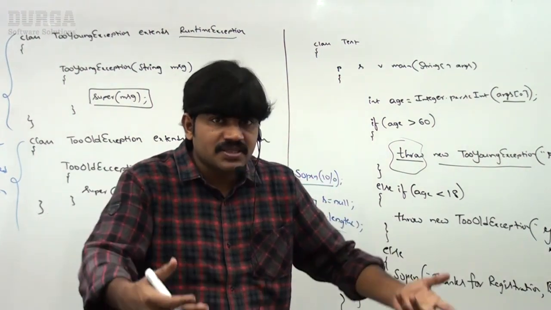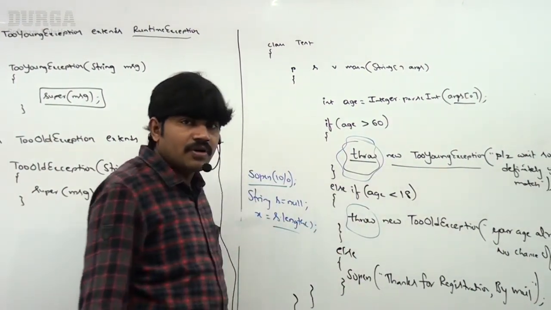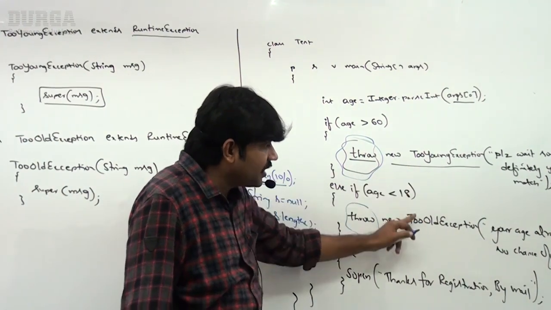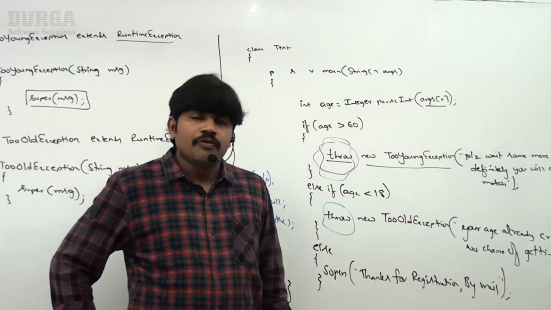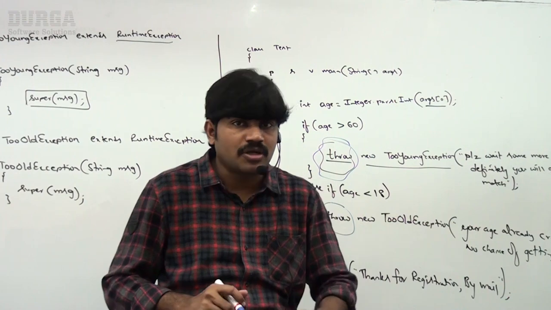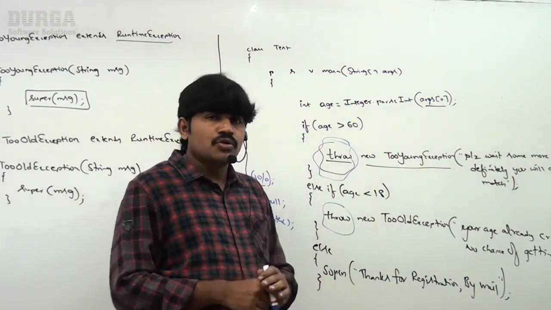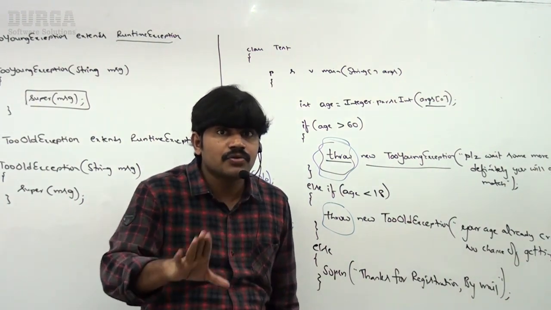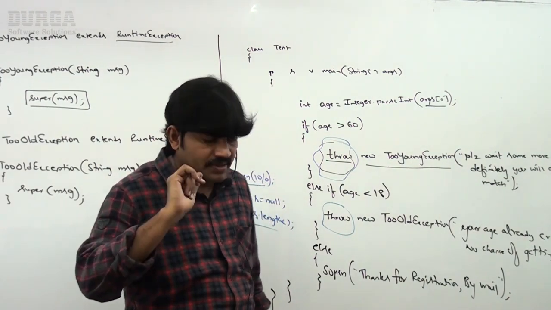To raise explicitly, the throw keyword must be required. The best use of the throw keyword is for customized exceptions, not for predefined exceptions. The throw keyword is best suitable to hand over our created exception object to the JVM manually. For that purpose, we use the throw keyword. Clear? Friends, that is point number 1.